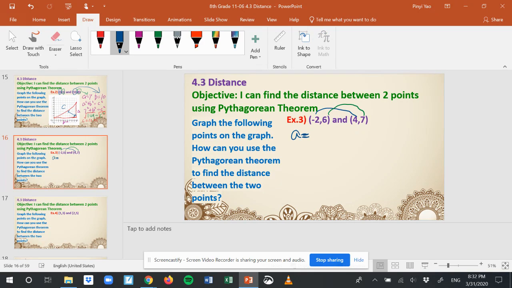So I'm going to say my A is, doesn't quite matter which one is which. So I'm just going to do 4 minus negative 2. Just use the bigger one minus smaller one. That will give us a 6. And my B is 7 minus 6, which is 1.